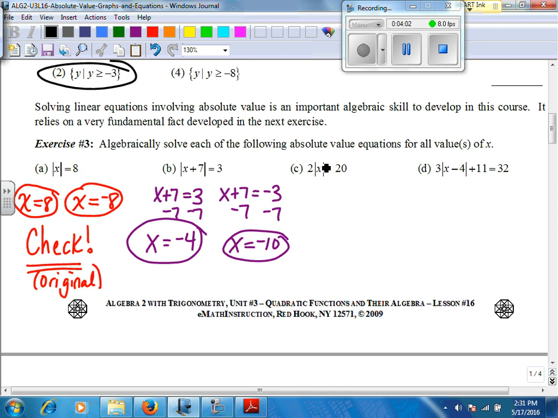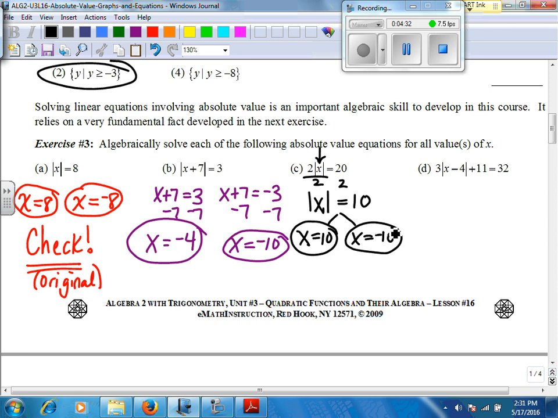C is a little trickier because we've got this 2 in the front. I don't want to make my two cases until I get rid of that 2, so I'm going to divide both sides by 2. And then I can make my two cases. X can either be 10 or x can be negative 10. Before I circle them, I want to check, so let me go back to my original. 2 times the absolute value of 10. Well, absolute value of 10 is 10, 2 times 10 is 20. Absolute value of negative 10 is also 10, 2 times 10 is 20. So far we haven't had any of them not check, but again, it is possible that they will not check.